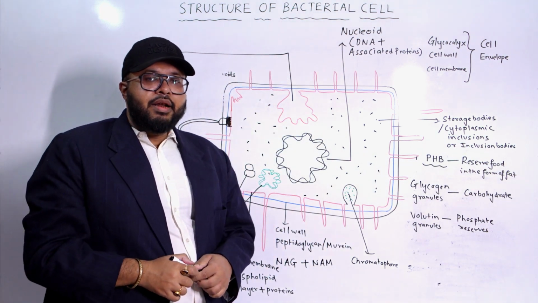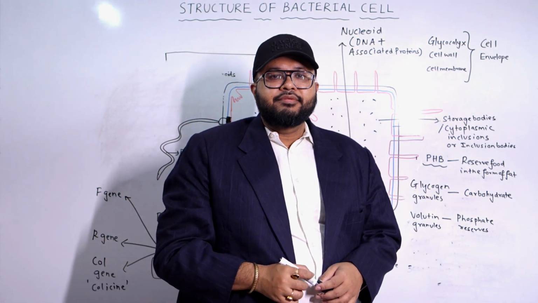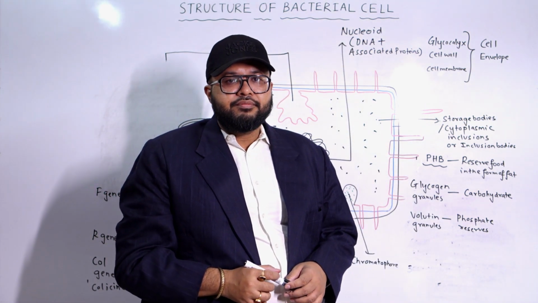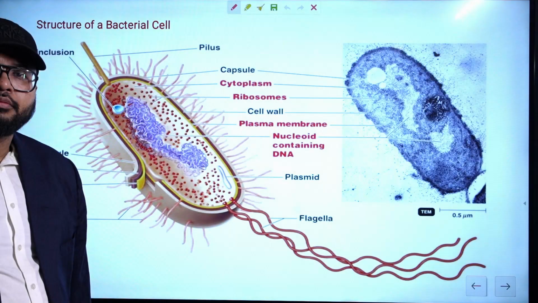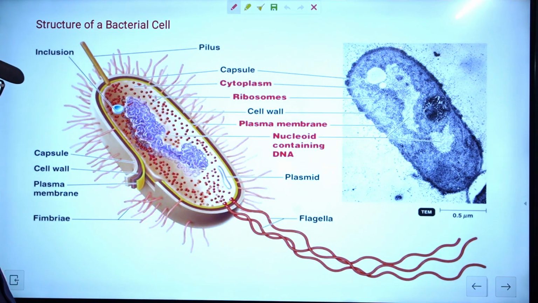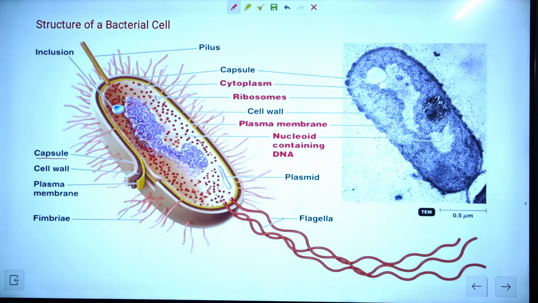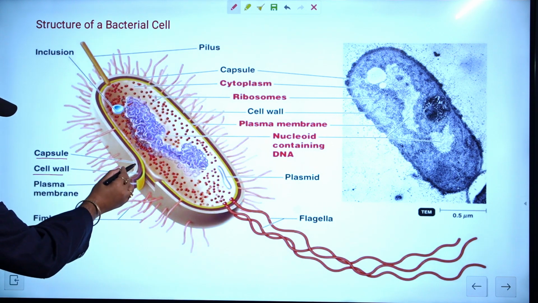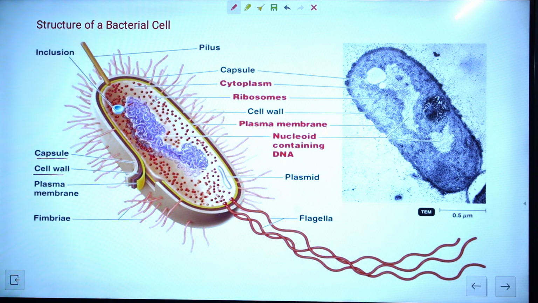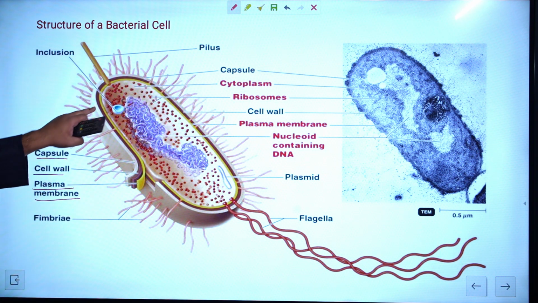Now, let us see some diagrams. This is a structure of a bacterial cell. This is the capsule. Innate to the capsule, the cell wall is present. This is the cell wall. And innate to the cell wall, there is the plasma membrane or the cell membrane. This is the inclusion body. They store reserve food material.